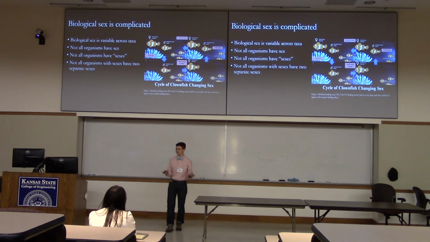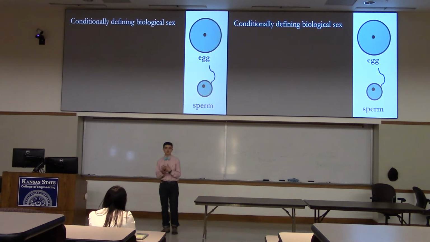So we even see things like sequential hermaphroditism, where in some species it's typical for an individual to be different sexes during different periods of their life, or if there's a change in the social composition of the group. And if we're going to talk about biological sex, I think we need to conditionally and explicitly define it.